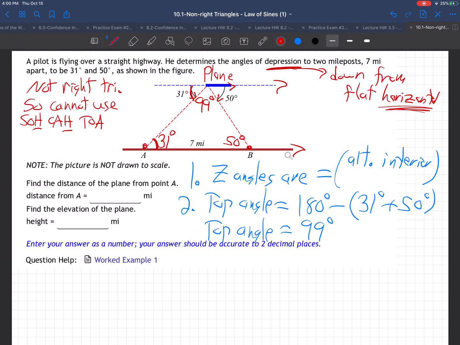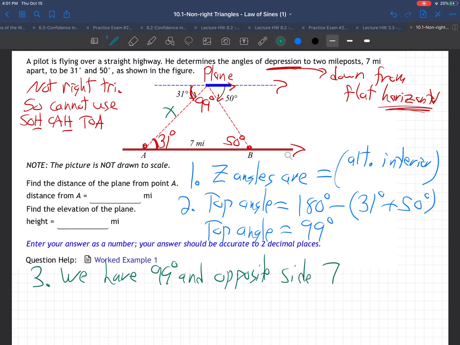So now the triangle holds 180. We've got all the angles. And so what are we trying to find? We're trying to find this side over here. Let's call it x. That's what we're trying to find. How are we going to do it? Well, again, we can't use SOHCAHTOA because we don't have a right angle, but now we have an angle and the side opposite, right? We have the 7, we have the 99. We have an angle and a side opposite, so that means use law of sines. Whenever you've got a matching pair with angle and opposite side, that's when you want to use law of sines.